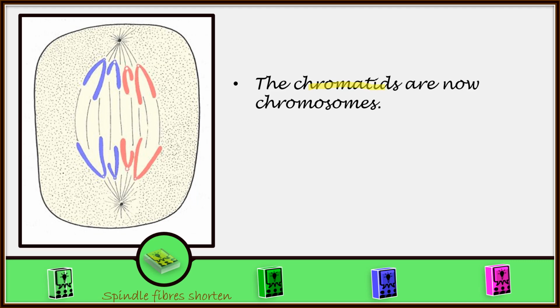The chromatids are now chromosomes. Remember, this chromatid here was a sister chromatid to this one, and this one was a sister chromatid to this one. The same applied to this one, it was a sister chromatid to this one, and this one was a sister chromatid to this one. But when they separated and moved to different poles, to different sides, each chromatid now becomes a chromosome.